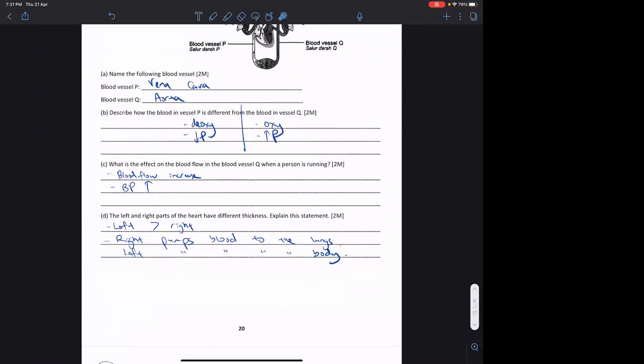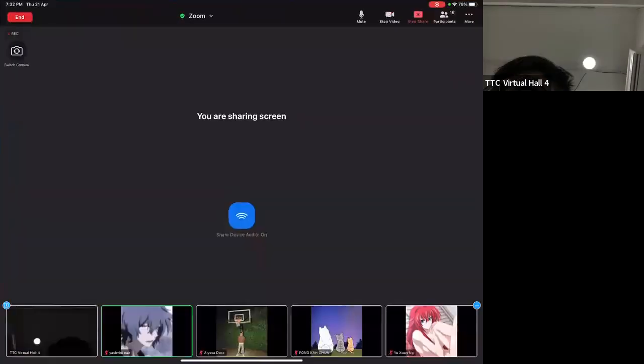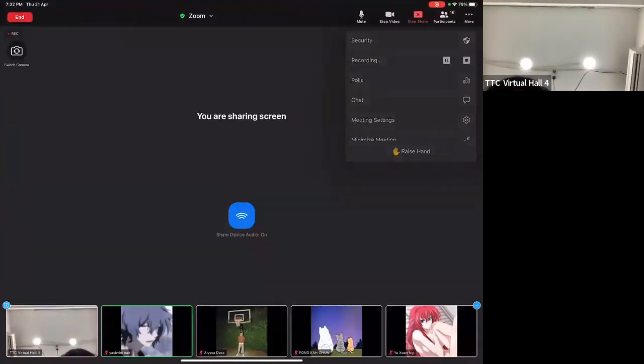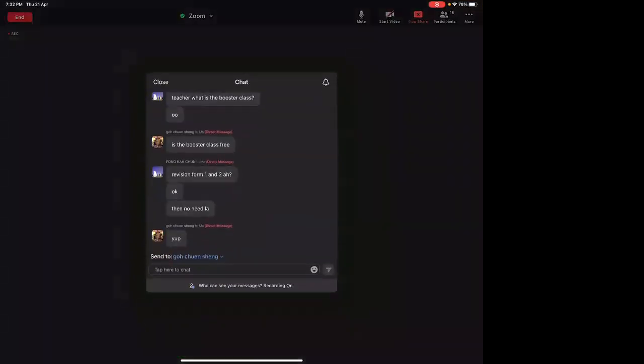I'm keeping my answer short so that it makes your job easier. Don't need to write so much. This is for your own reference only. In the exam, you write a full answer, but here, this is only for your reference. As long as you can understand your own words, then it's fine. Okay, let's move on to the next part.